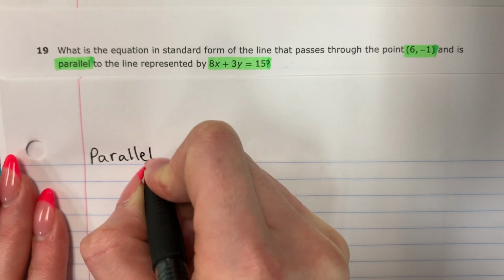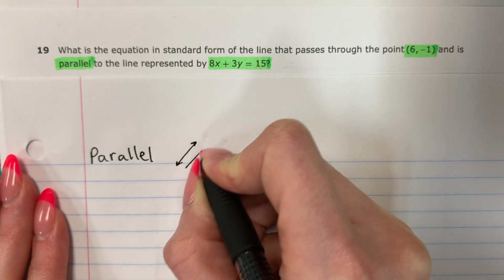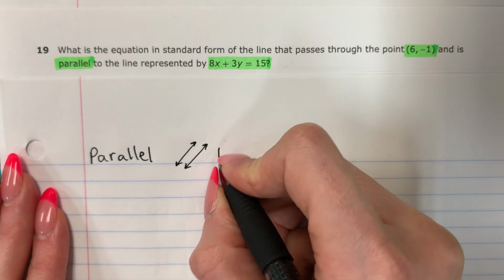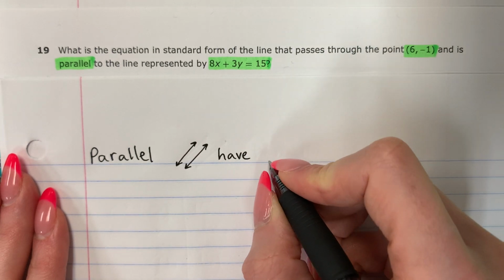So parallel lines are two lines that never touch, and they have the same slope.